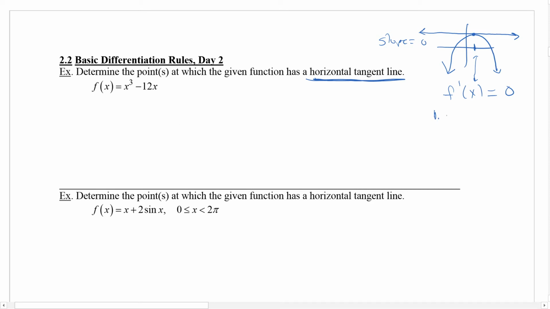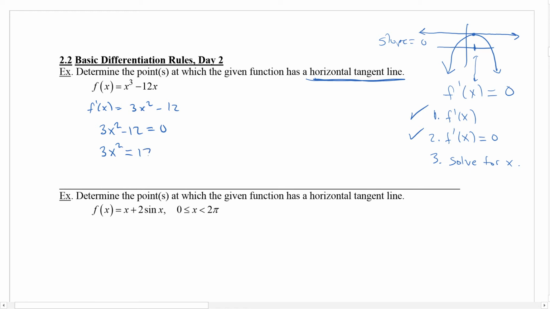The first thing is find f prime. Second thing is set f prime equal to 0. And then third is solve for the x values that make the derivative equal to 0. So let's begin. F prime of x is 3x squared minus 12. That's my first step. Second step, set that equal to 0. 3x squared minus 12 is equal to 0. Third step, solve for x.